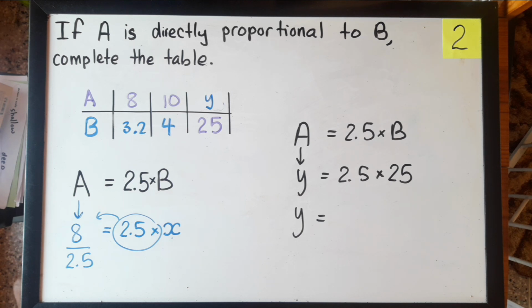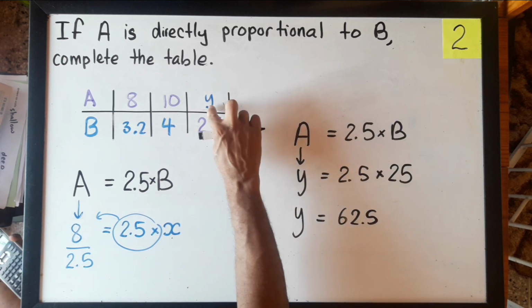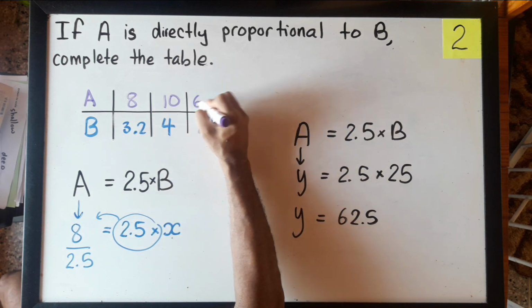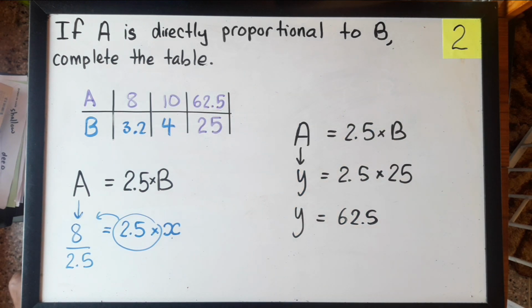2.5 multiplied by 25 is 62.5. So that means y, I can erase it and put 62.5. And now the table is complete. Alright? So, I'm just double checking my answers. 8 divided by 3.2 and 62.5 divided by 25. Yes, we have no mistakes. Everything is good so far.